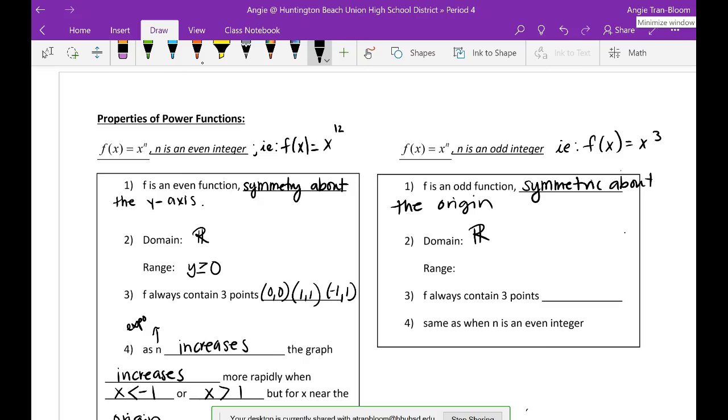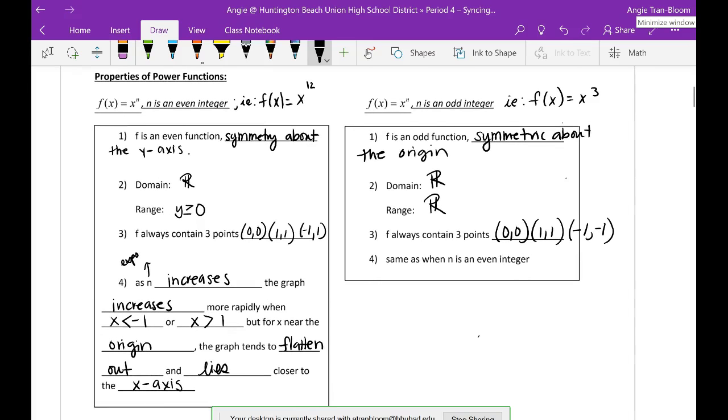What's the range? Also all real, because when you plug -1 into an odd function, it's going to be negative, so all reals. This also contains 3 points. Give me the nice 3 points. 0, 0, 1, 1, -1, -1, because the range is all reals. Okay. Then everything else is exactly the same as even.